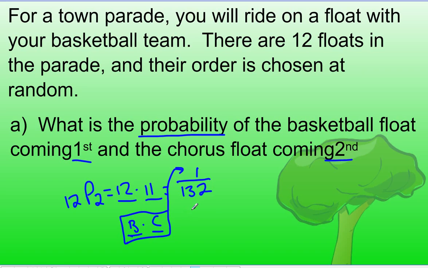You're talking about like the band and cheerleaders and baseball and, I mean, all the other possible floats that could be there. So the permutations finds the total, and then you've got to figure out how many ways can be arranged for the probability.